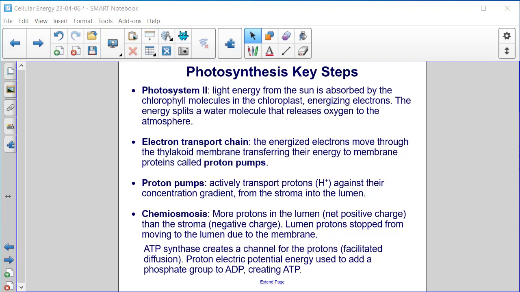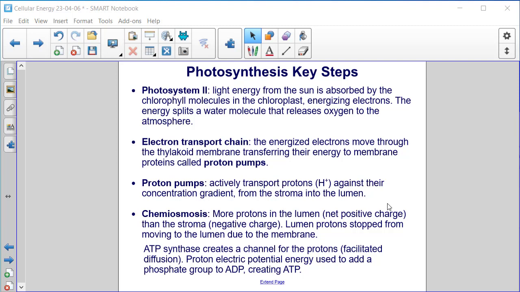Electron transport chain. The energized electrons move through the thylakoid membrane, transferring their energy to membrane proteins called proton pumps. Proton pumps actively transport protons, H+ or hydrogen ions, against their concentration gradient from the stroma into the lumen.